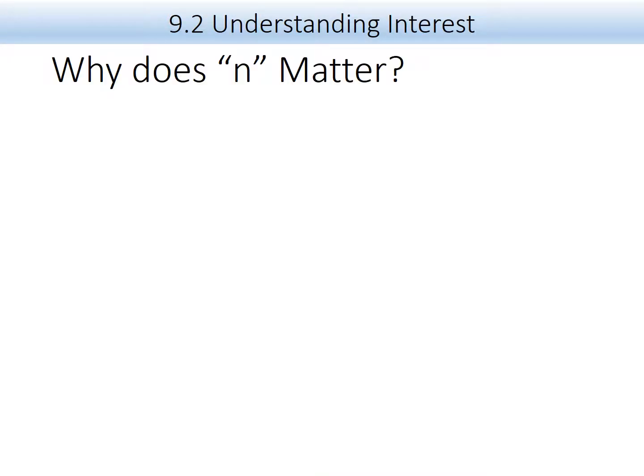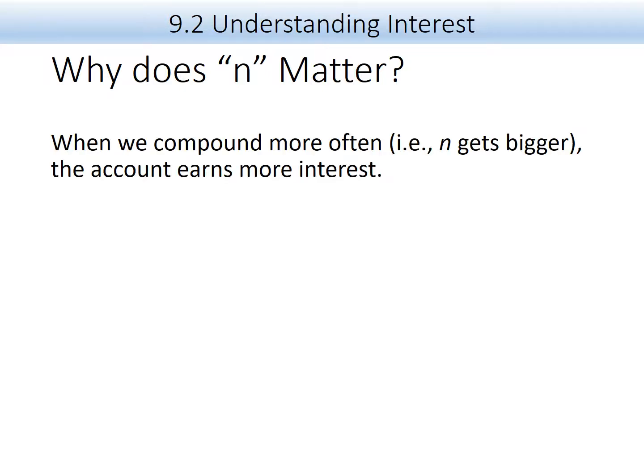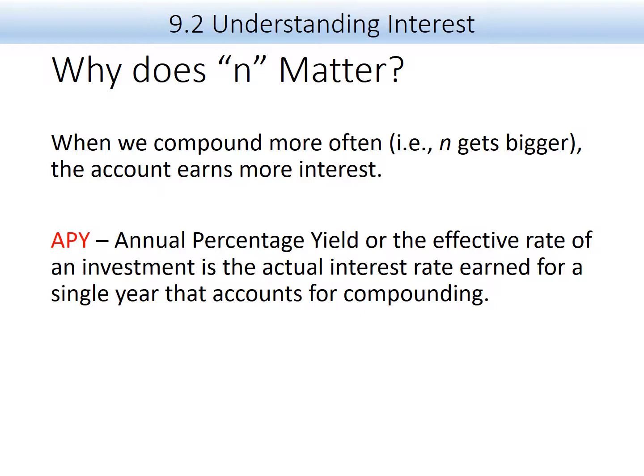Now, I do have a question for you. Why does that n matter? If you think about it, it's pretty obvious. When you compound more often, you put the interest back in more often, so the account is going to earn more interest. And that means people, and when I say people, I mainly mean banks, can fool you with an interest rate if you're not careful by conflating the compounding period between accounts.